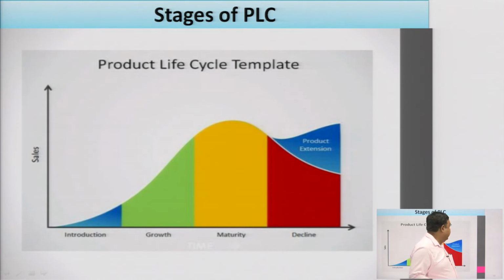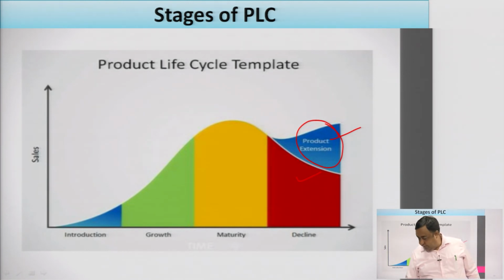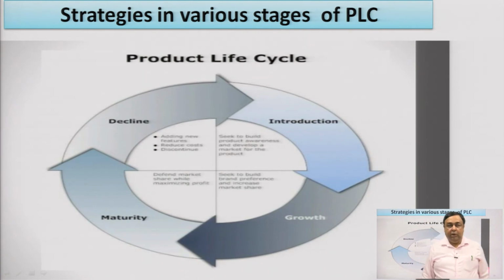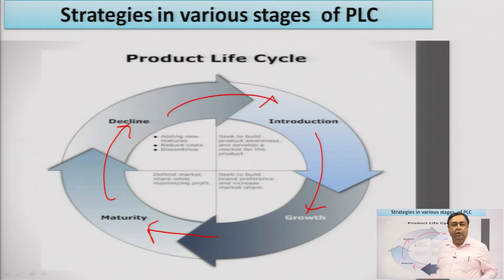This is the product which I have told you, and it is at this stage that we have to go for extension, we have to go for addition of attributes to our product. These are the various phases: introduction phase leading to growth, growth leading to maturity, maturity to decline, and then again you have to go for an introduction of a new phase.